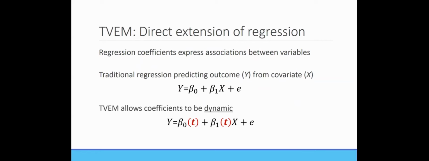TVEM takes those coefficients in regression and allows them to be dynamic. So I'm showing you the regression equation now for TVEM. So we're starting again with bivariate regression. The association between x and y is what is of interest. But if we believe that that association, that beta 1, is dynamic and changes over time, then we can express in TVEM parameter estimates to be estimated as a non-parametric continuous function of time. So I'll show this to you in a little bit more concrete way next.